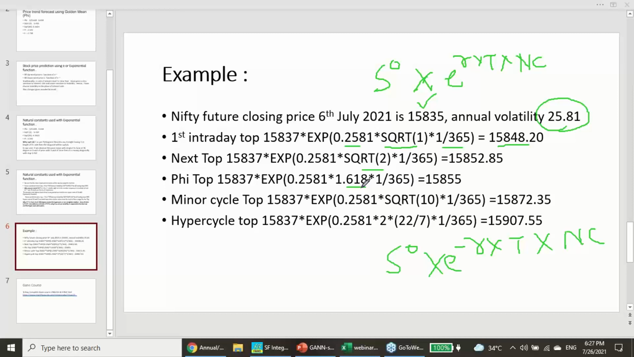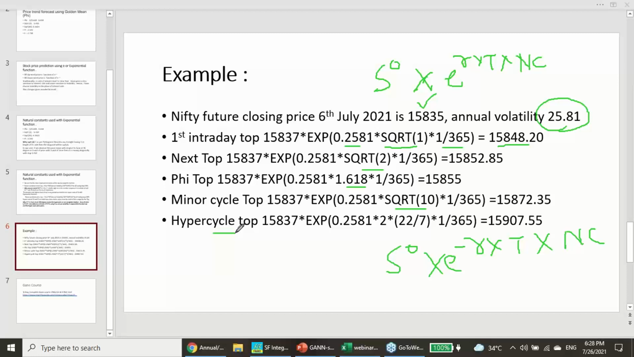Fibonacci phi, 1.618, is one of the most critical retracement constants. So this I am putting. Then the next value comes, square root of 10, which is higher than this. This is the minor cycle. The hypercycle comes to the pi.